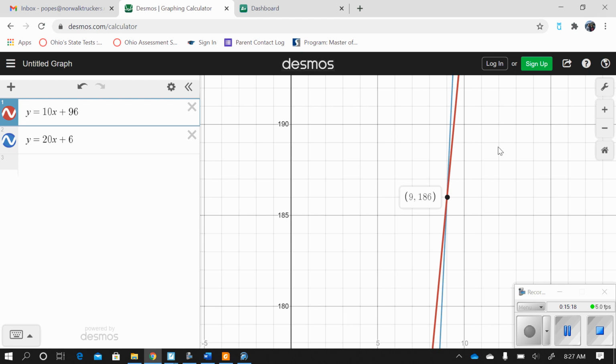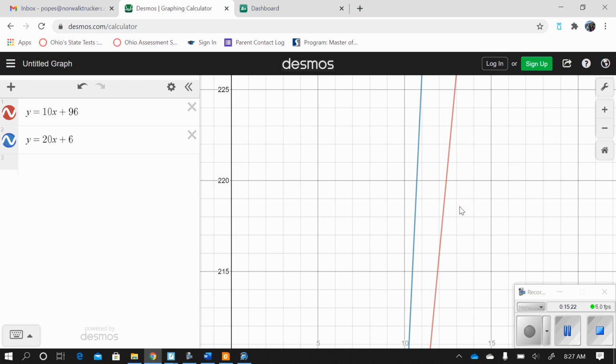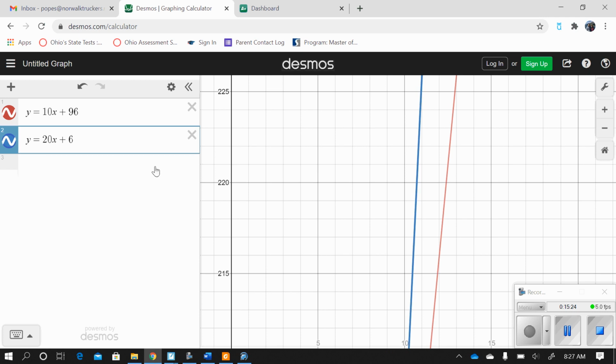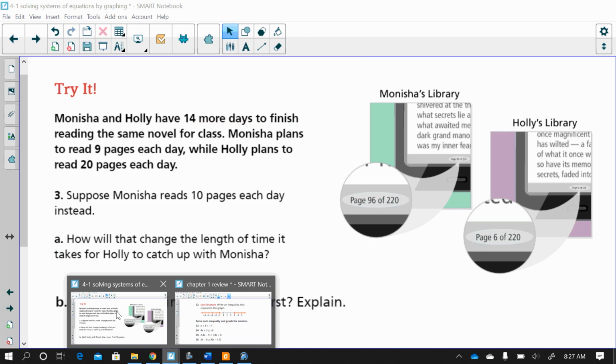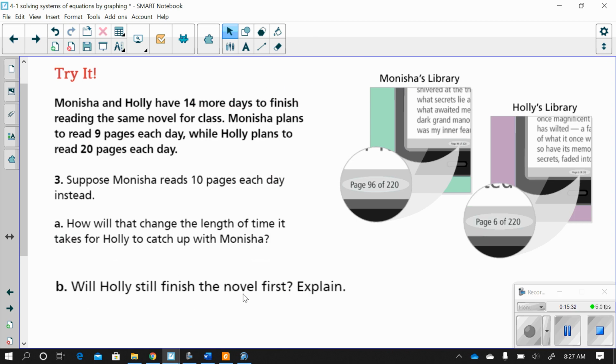To determine who finishes the book first, again, we're going up to 220. It's that blue line, which is that 20x plus 6. That 20x plus 6 was still Holly. So Holly still finishes the book first.